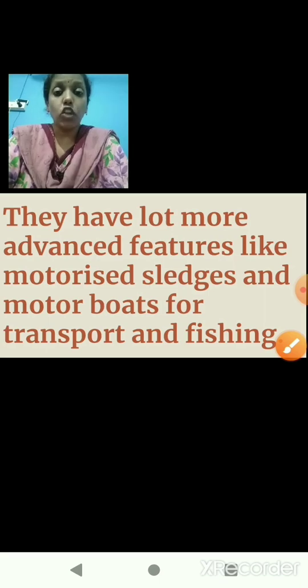They have a lot more advanced features like motorized sledges and motorboats for transport and fishing. That means they have fast motorized sledges for transport, and they even have motorboats for fishing. Of course, they also go for hunting trips which may last for several days.